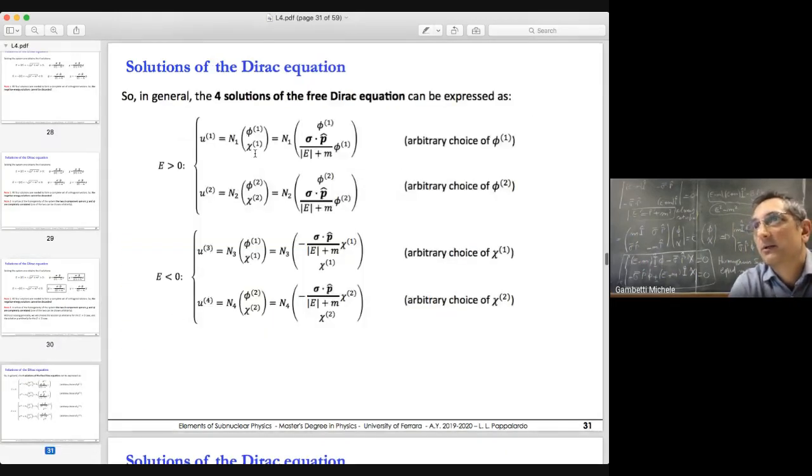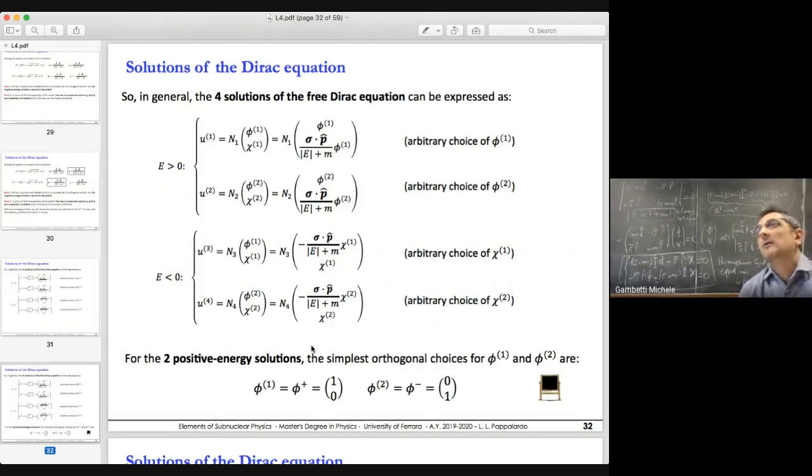Let's also now group here all the four solutions. So we have again two solutions with positive energy, two solutions with negative energy, and we call them U1 and U2 for positive energy, and U3 and U4 for negative energy. Each of these U is a four-component spinor given by two component spinors, phi and chi. Here the n are just normalization constants that we will define later on. And now we made explicit the solution that we found in the previous slide. Suppose we make an arbitrary choice of the upper component, and we will obtain correspondingly a lower component. This is the same now for the phi 2, and the same here for the chi 1 and the chi 2.